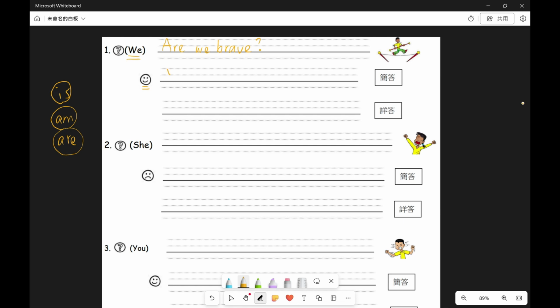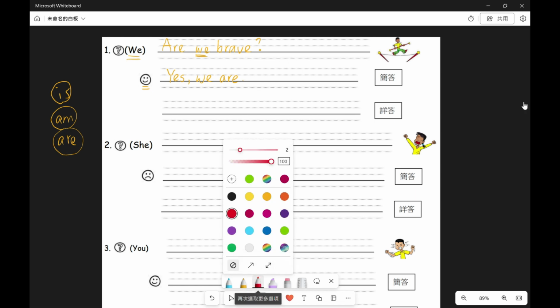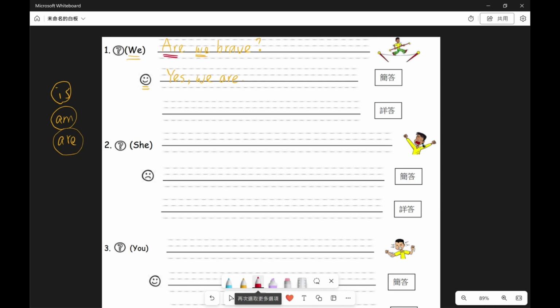So when you answer that in a short answer, this is a smiley face, so the answer is yes. Remember to use a comma just right after yes. Okay, so yes, this is we, right? So yes, we are. So as you can see, in the question it is are we? Make sure that the be verb is the first word, but when you answer that or when you write a sentence, it is we are. Okay, and then the full answer will be we are brave. So first letter big, we, and then are, and then brave.